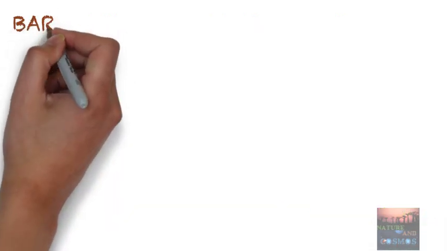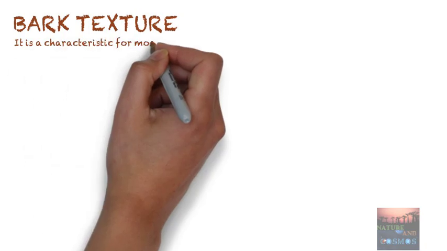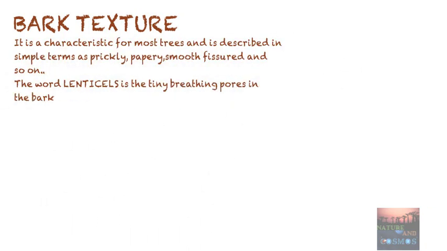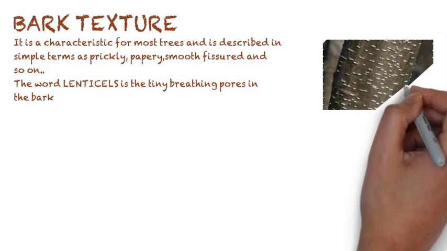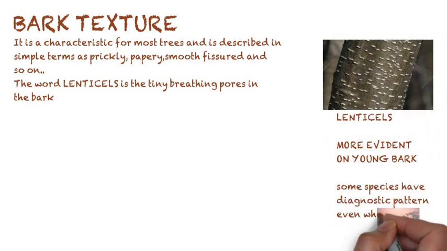Now let's talk about bark texture. It is a characteristic for most trees and is described in simple terms as prickly, papery, smooth, fissured and so on. Then there is another thing called lenticels, which are the tiny breathing pores in the bark. That's how a lenticel looks. They are more evident on young bark and some species have a diagnostic pattern even when old.